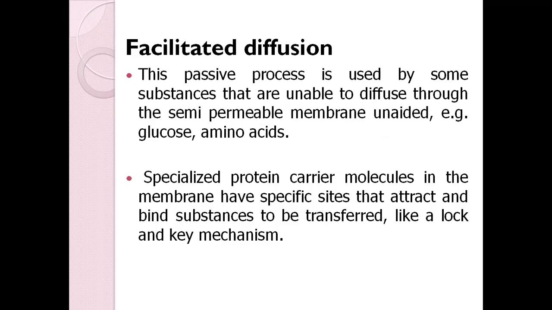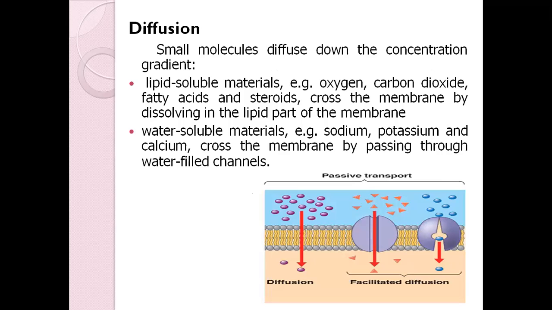But when we say facilitated, this is a passive process used by some substances which are not able to diffuse across the semi-permeable membranes. So they need some form of help. For example, here they have given glucose and amino acids. These are not allowed to enter the plasma membrane. So how is it done? Some specialized protein molecules, the purple color in the diagram, those are the specialized protein molecules.